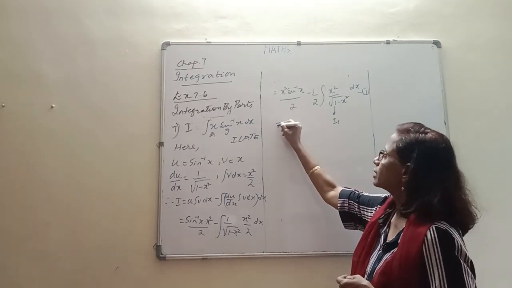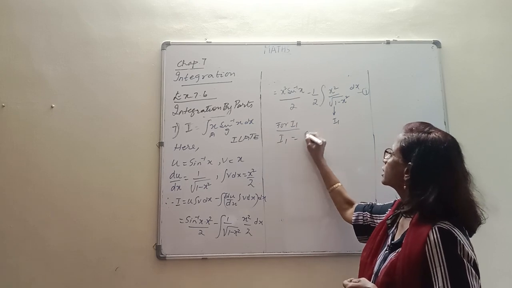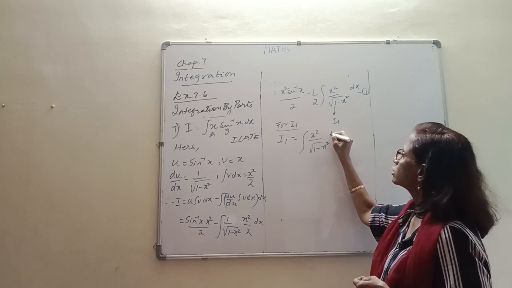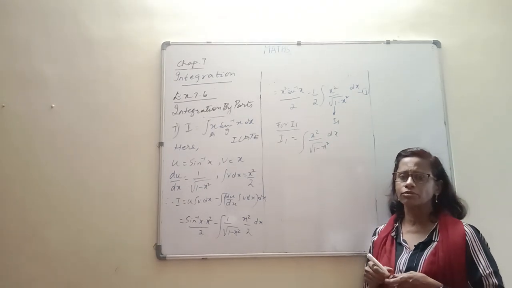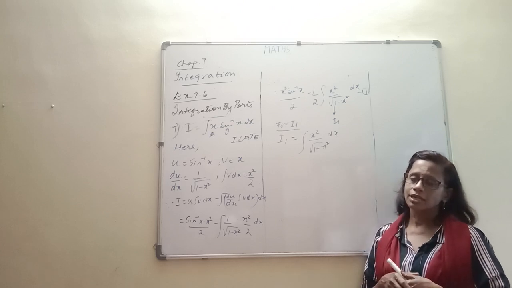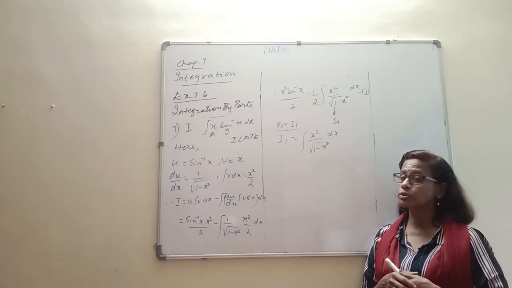So for I1, let's call I1 the integral of x squared over root of 1 minus x squared dx. Now why do we say it is not so simple? Because you have a quadratic in the numerator and a quadratic in the denominator with the root sign. So that is sufficiently complicated. So let's see how we can do it. We'll do one thing.